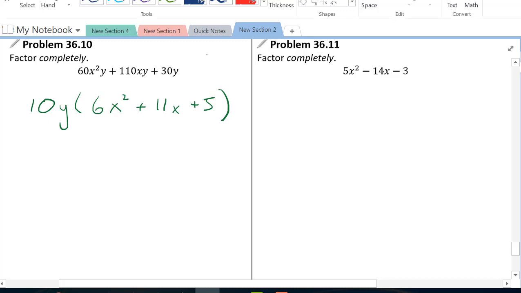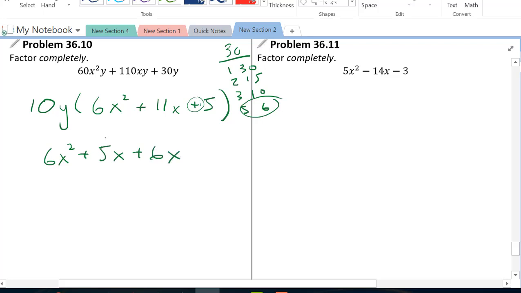6 times 5, which is 30. So what are factors of 30? 1 and 30, 2 and 15, 3 and 10, 5 and 6. I think that's it, right? And I gotta add to make 11. Which one of these adds to give me 11? 5 and 6. So therefore, rewrite the first term, 6x squared plus 5x plus 6x, right? And make sure that that gives you 11x, and then plus 5.